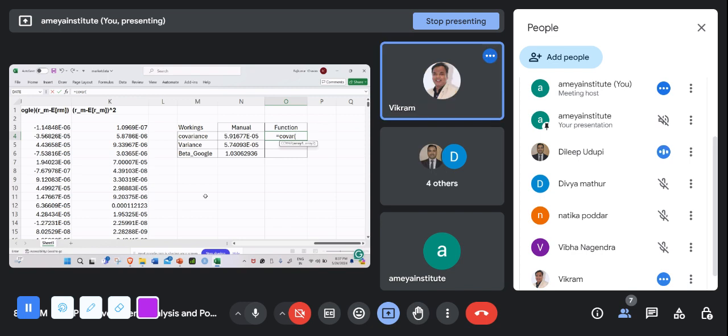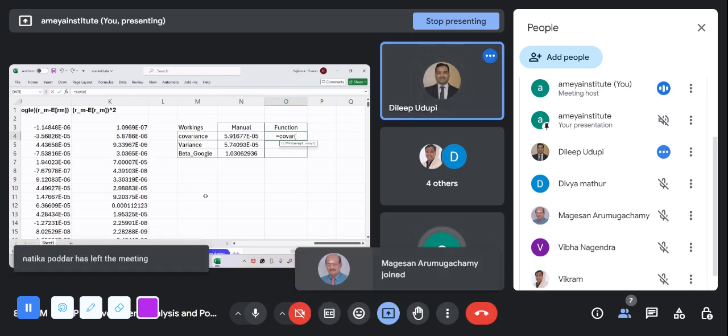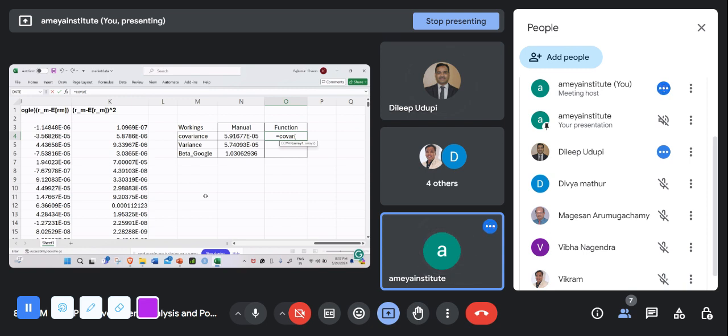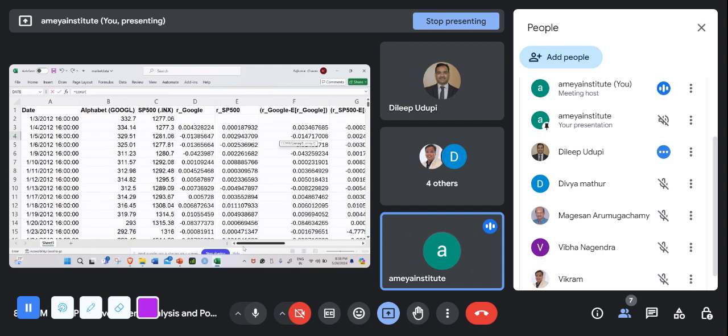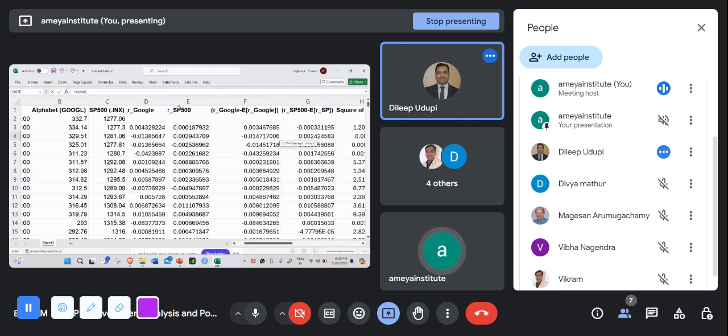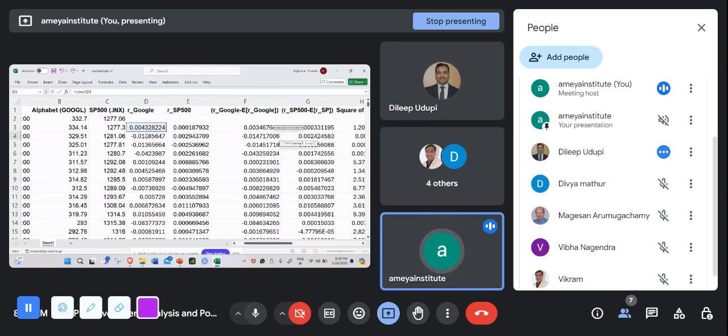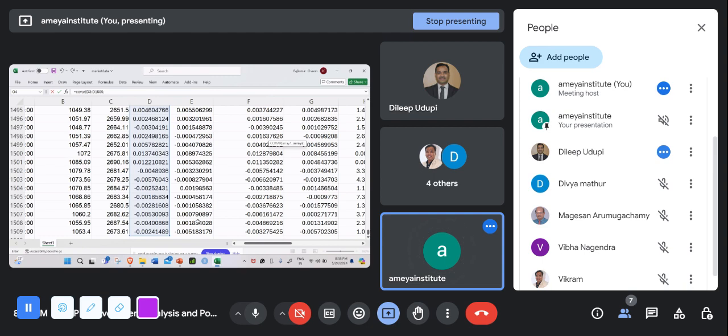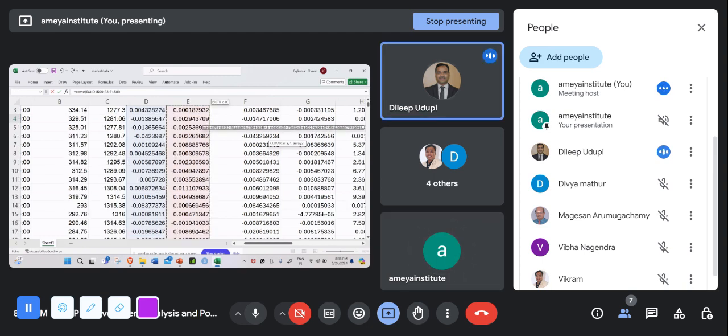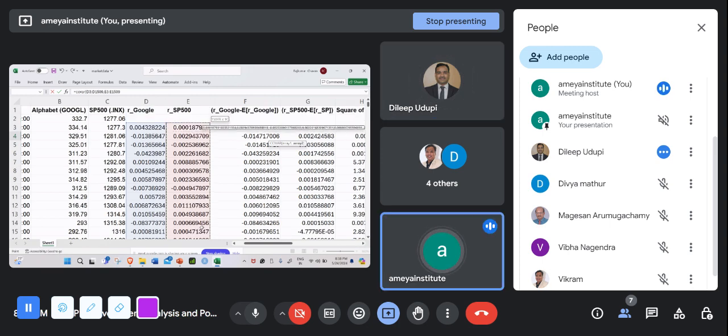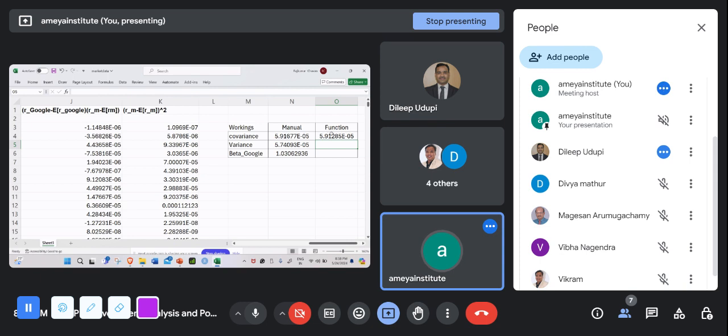Any variable you can take. It need not be market also. Okay, so let's take the covariance with the market. So what is the value? The return of the market, right? Shall I take Google first? I'll take it here, this one, comma. What is the next one? This one, correct? Close the bracket and hit enter. Did we get almost the same answer?